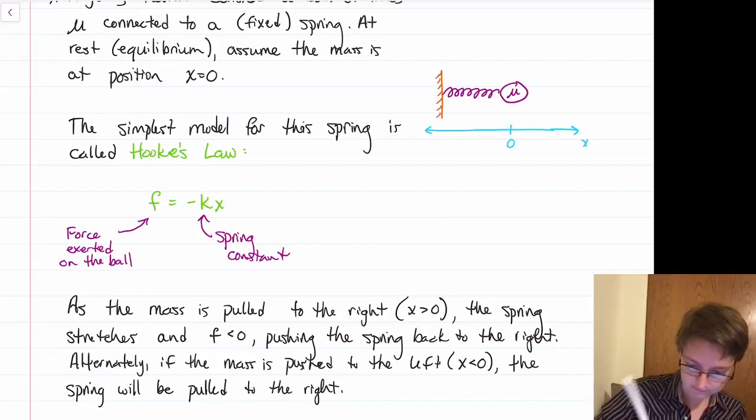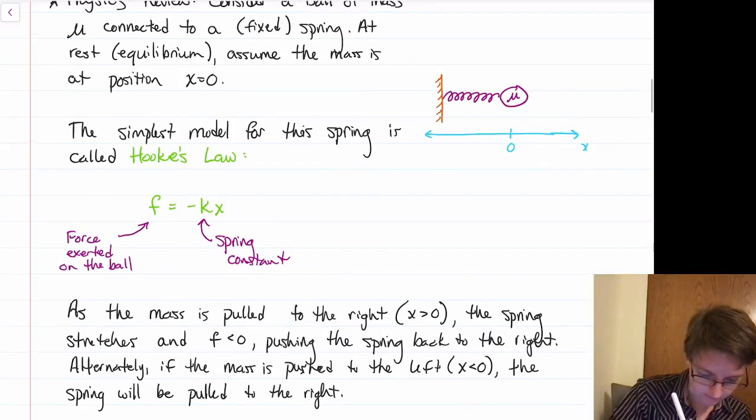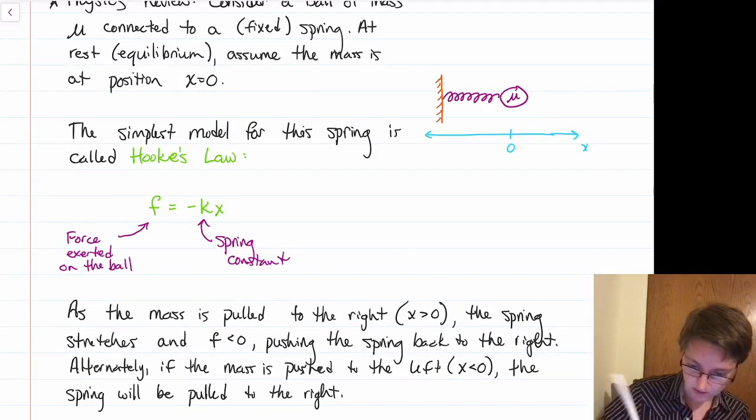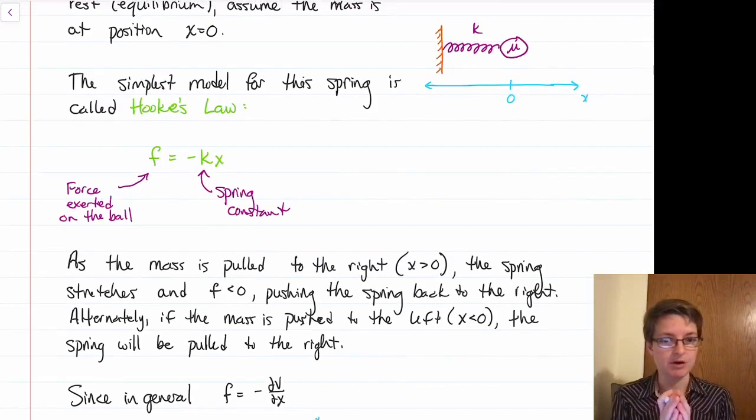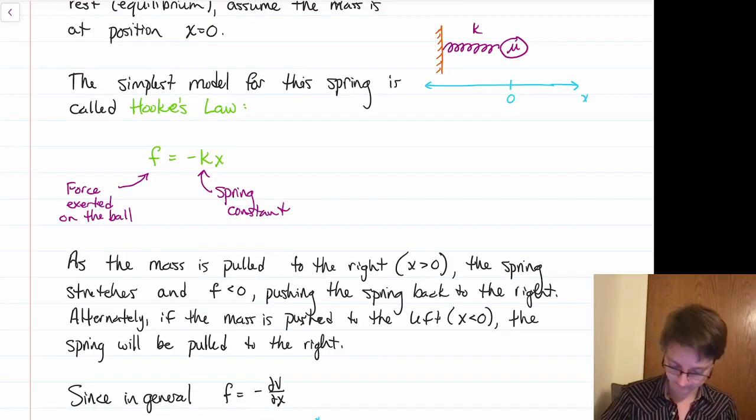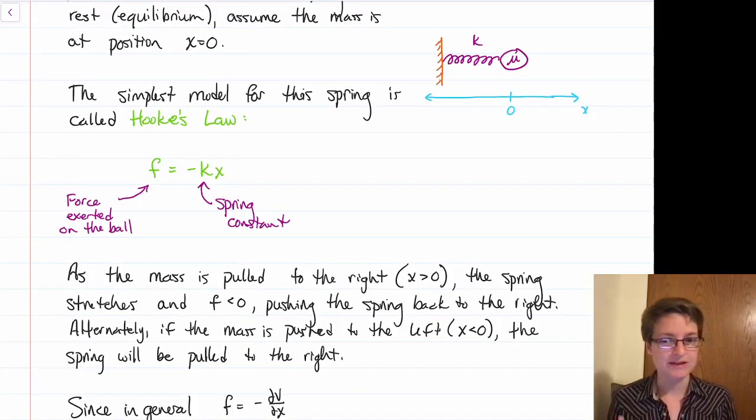And then also, our force is going to be dependent on x, which represents the displacement of this particle away from its equilibrium position, x equals 0. So why does this force make sense?